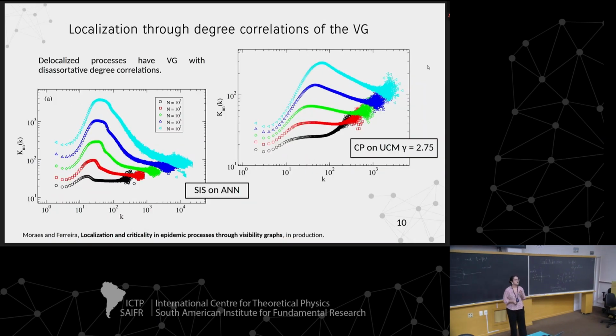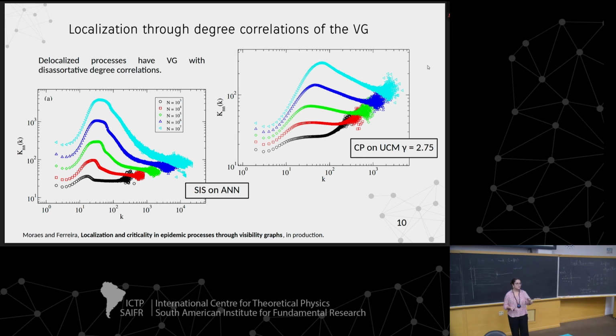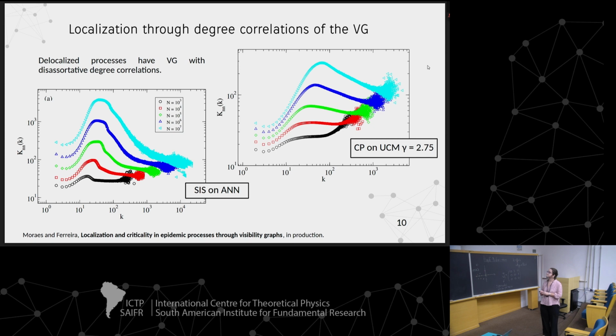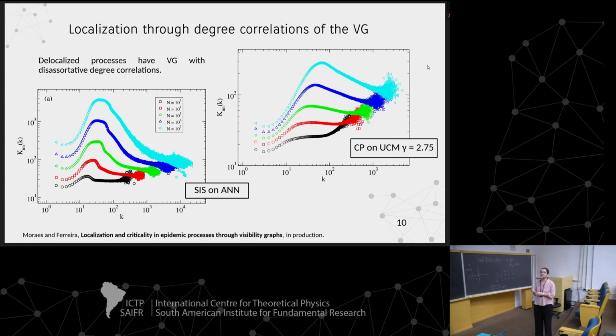But if you have localization in your network, heterogeneous network in general, the activation mechanisms will be different. So we are interested in studying the localization, the activation mechanisms using visibility graphs. So I'll show you just two examples. The most extreme examples, we studied a lot of stuff in the middle of these two extreme examples. But I'll show you the most delocalized process we could think. That is the SIS model in an annealed network.